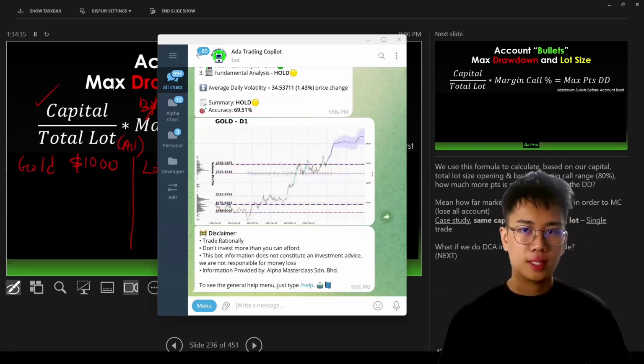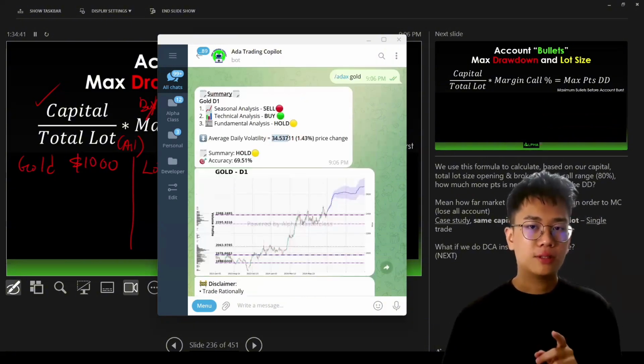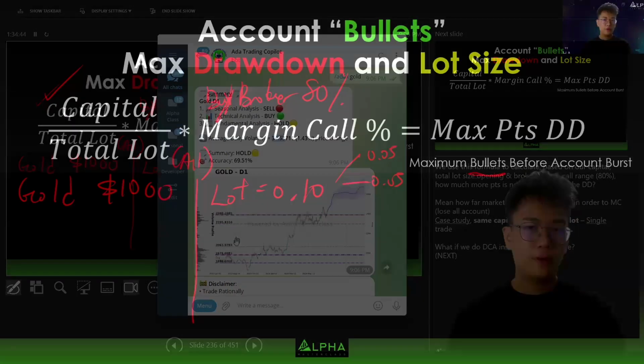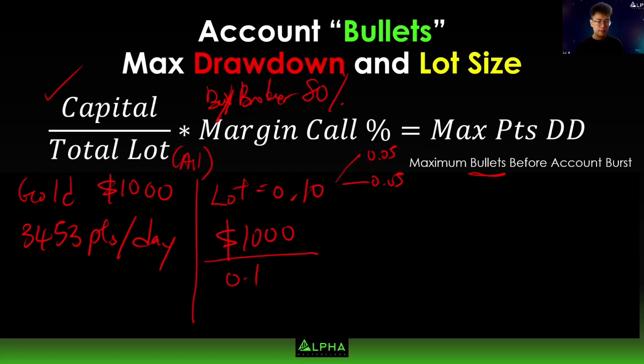Now, over here we can see that the gold market's volatility in a day right now is about 3,453 points per day. Now I would like you guys to take out your calculators and let's do this together. Right now, this is your capital of $1,000. The total lot size that you have opened is 0.1 lot. Margin call percent is 80%. So how much are you getting over here?